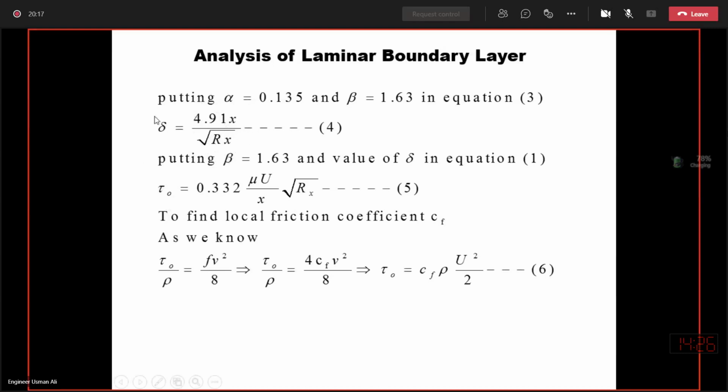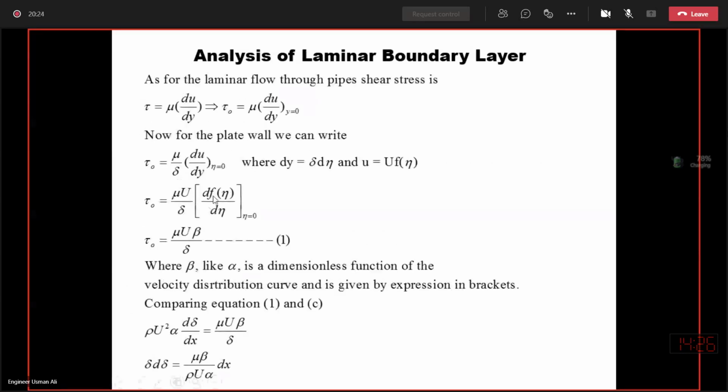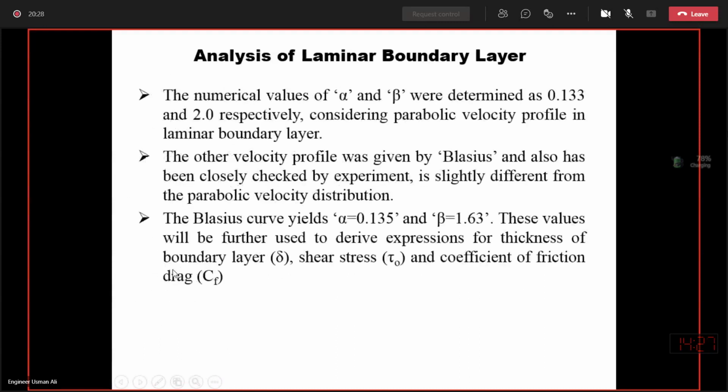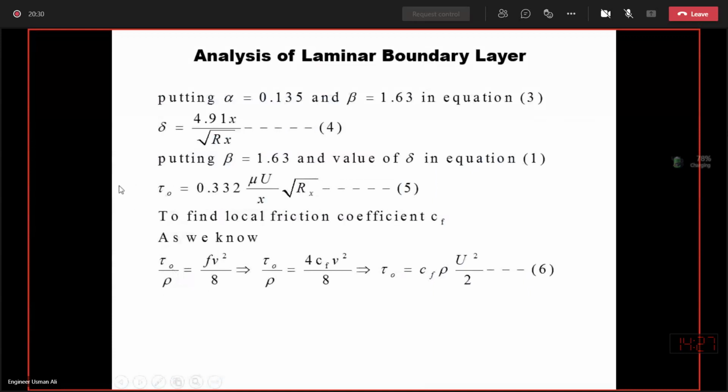Now further, if you put this value of delta and the value of beta in equation number 1, what is that equation? The equation of tau naught. So we get the shearing stress in the laminar boundary layer: 0.332 mu u over x into under root Re x. This also proves that with the increase in x, tau naught will decrease, the shearing stress will decrease. So again, this equation you should keep in mind for the laminar flow.